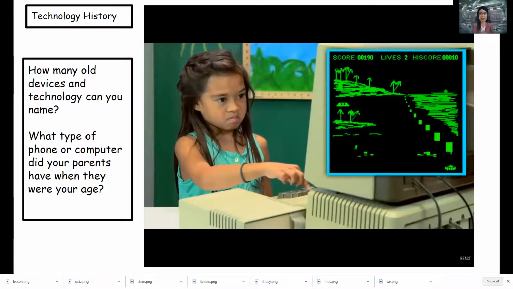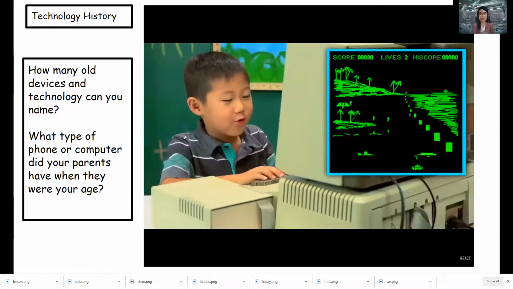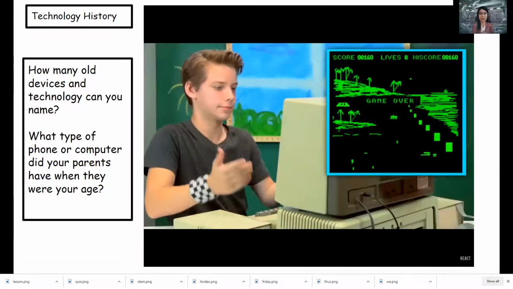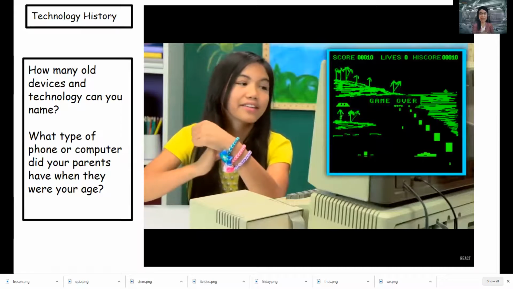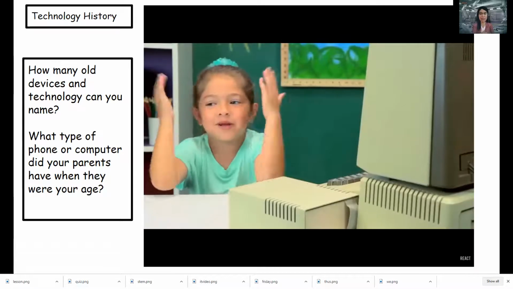I think the game broke. Messed up. Do I have to pay for it? Too much pixelation. Game over. It's green, which makes it look ugly. At least it's better than Flappy Bird.